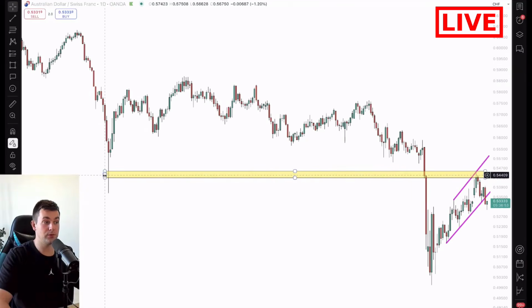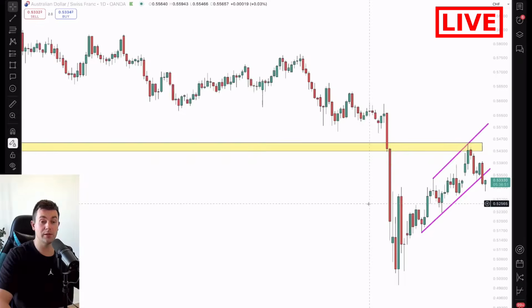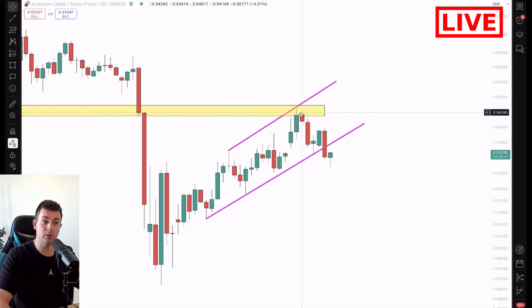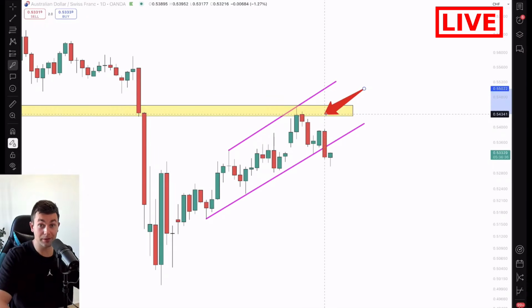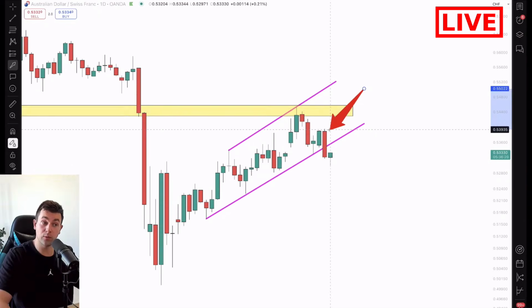We got our major structure right here that was tested, and the test of that triggered quite a strong bearish reaction. You can see that first Aussie Swiss pair set a lower high here. Instead of setting at least an equal high or higher high, price set a lower high. That was a sign of weakness of the buyers.